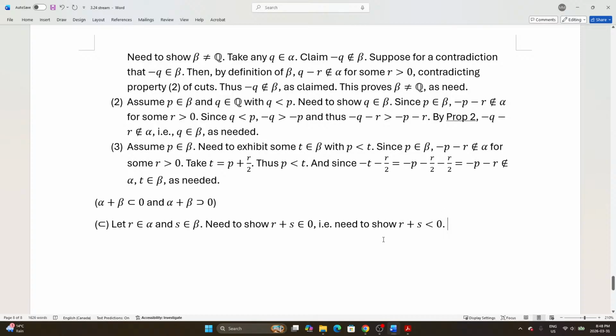Since s is in beta, what we have is minus s. We can't use r anymore. Let's just say minus s minus t is not in alpha.